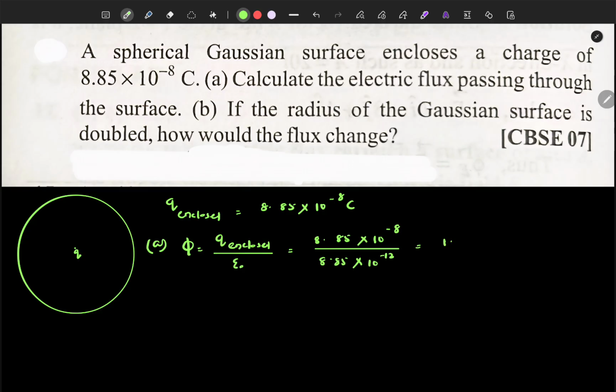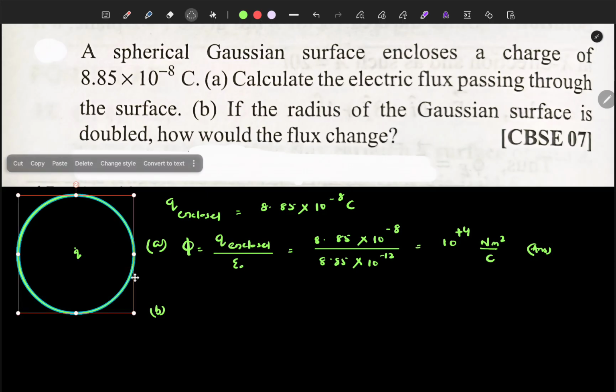So this will be 10 to the power minus 8 plus 12, that is plus 4. 10 to the power plus 4 newton meter squared per coulomb. This is the answer. And in bit B, it is asking, if the radius of the Gaussian surface is doubled.